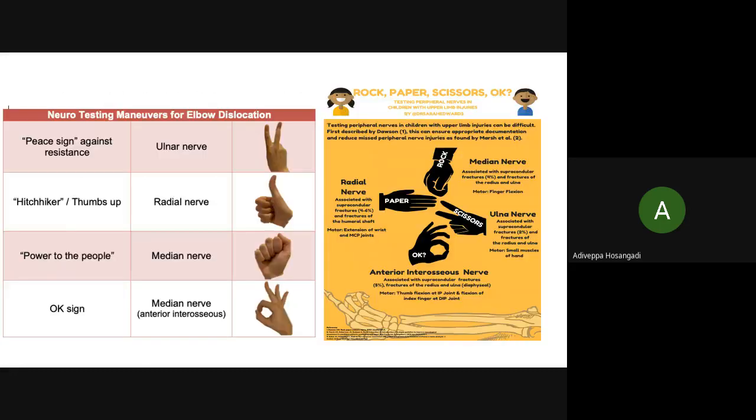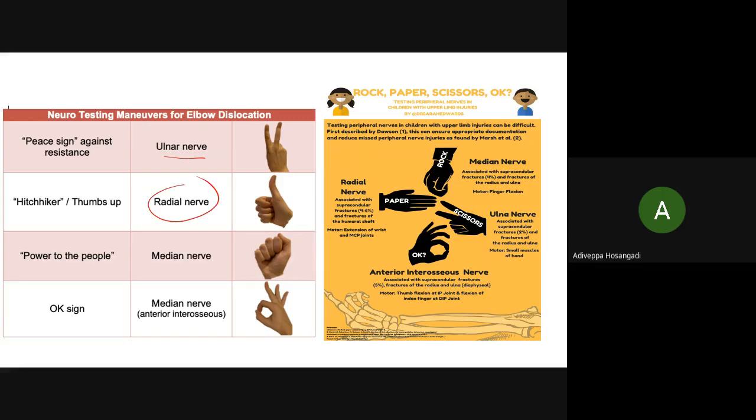So in elbow dislocation, this is one chart I could gather somewhere. Please remember this. These are some screening tests you can do for the ulnar nerve, anterior interosseous nerve, median nerve, radial nerve. Whenever you see a patient in casualty, these are some hand signs you have to look for to know whether the nerve is intact. Benediction sign or peace sign for ulnar nerve. If you ask the patient to do thumbs up and he is able to do it, radial nerve injury is ruled out.